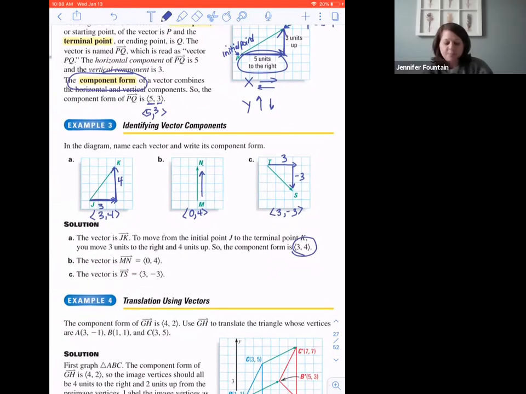So notice that to be able to identify the component form, I'm just looking at what is my horizontal compared to the vertical. Okay. Any questions on A, B, or C on there?